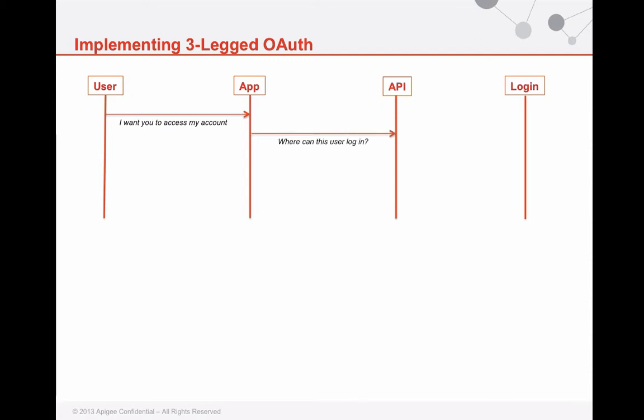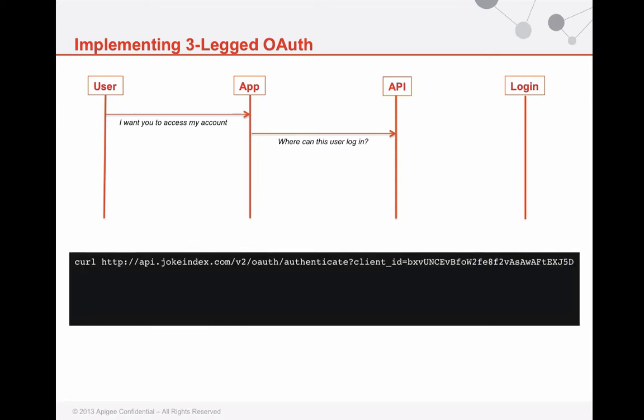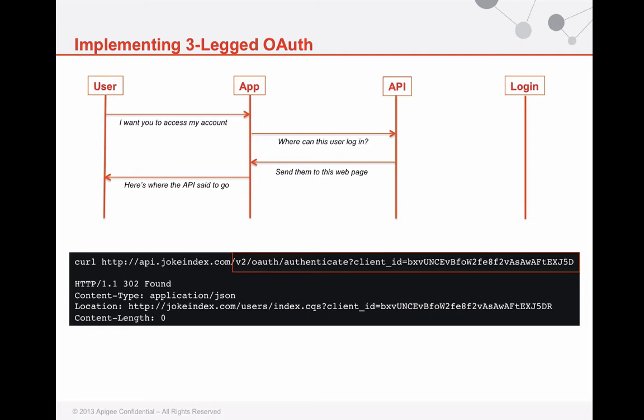And the app goes to the API and says, where can this user log in? Now, this is done by sending a request to api.jokeindex.com to authenticate the client ID, to make sure this app is actually allowed to even consume the JokeIndex API. Provided everything's okay, that will generate a response, 302, which then gets passed on to the user.